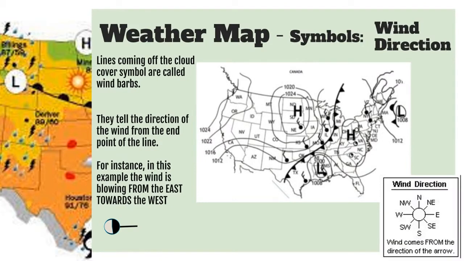So now that we know what the cloud cover symbols are, let's talk about the lines that extend from the cloud cover symbols. The lines coming off the cloud cover symbol are called wind bars. They tell the direction the wind is coming from, from the end point of the line. So they're telling you the direction that the wind is blowing. For instance, in this example, the wind is blowing from the east towards the west.